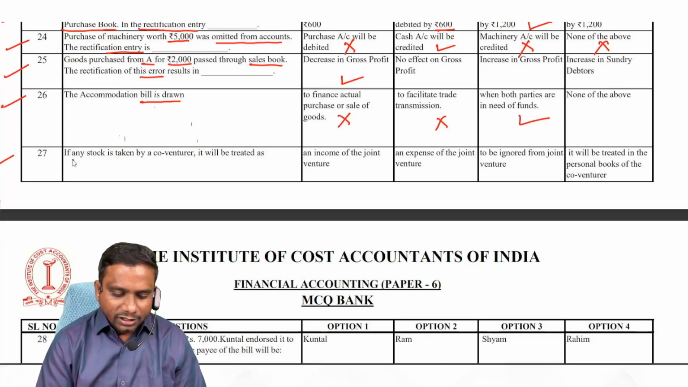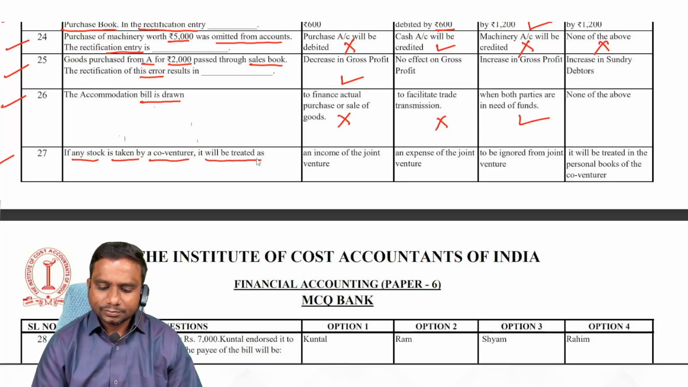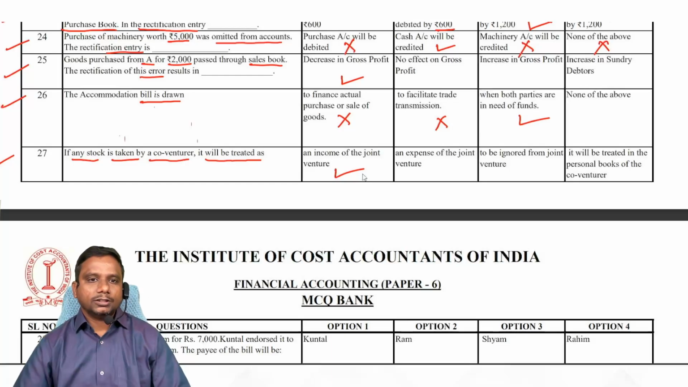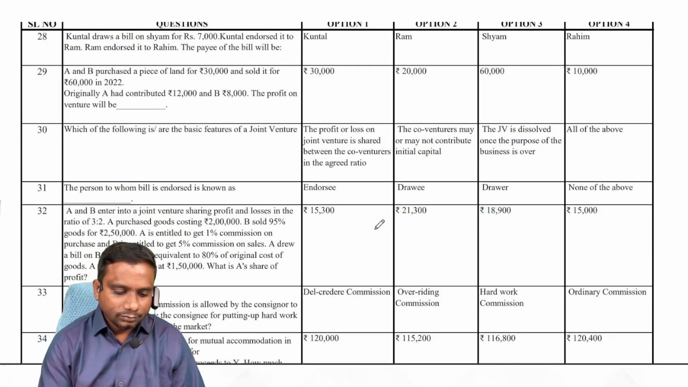Next one. If any stock is taken by a co-venturer, it will be treated as an income of the joint venture, an expense to be ignored from the joint venture, or treated in the personal books. So it is treated as income of the joint venture. Yes or no, students? Yes. Next one. 28th.